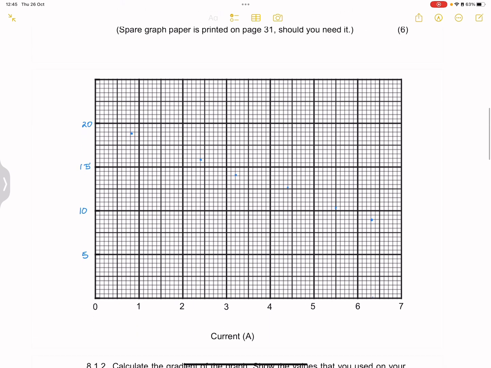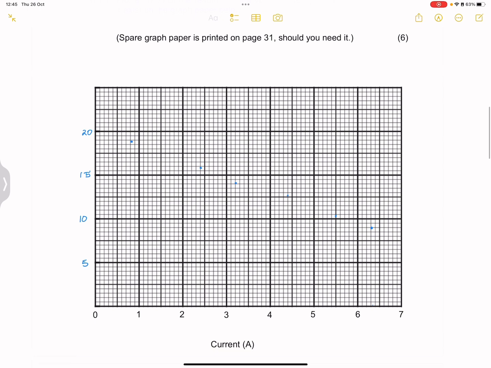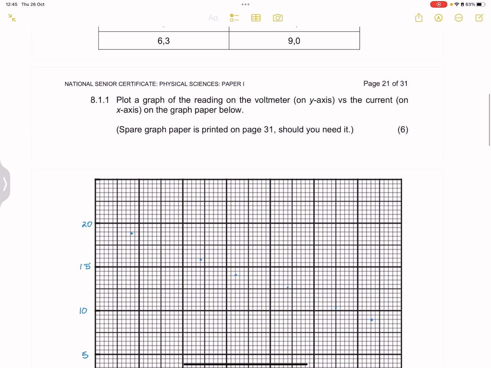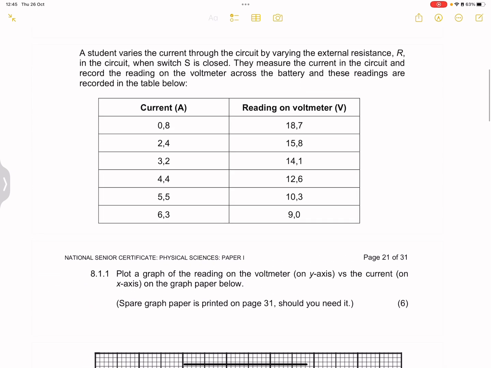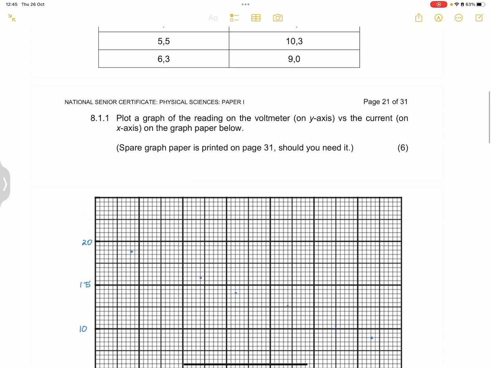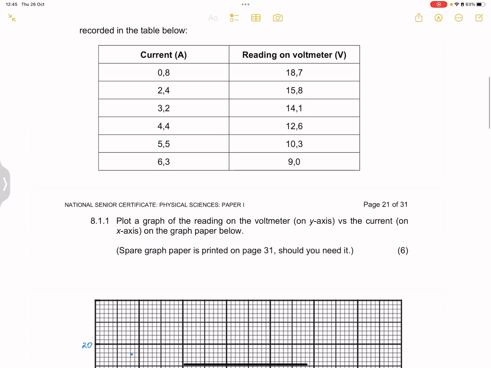They had already given us a scale for current, but for voltage we're not given a scale. In fact, I need to write it down over there. Then I plotted the points that are given. I chose a scale of 5 because if you look at your voltage range, it starts from 9 till 18.7, so the highest value would be 18.7.